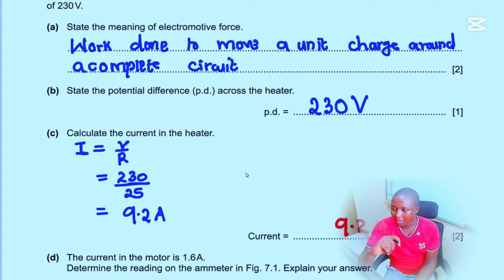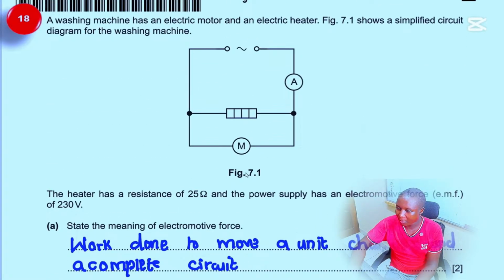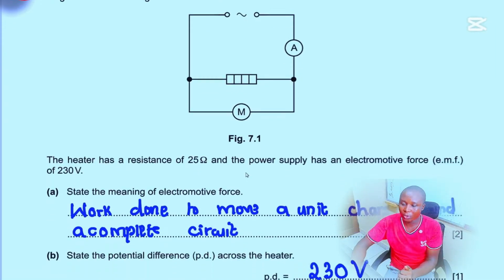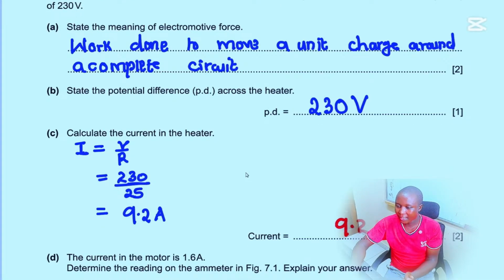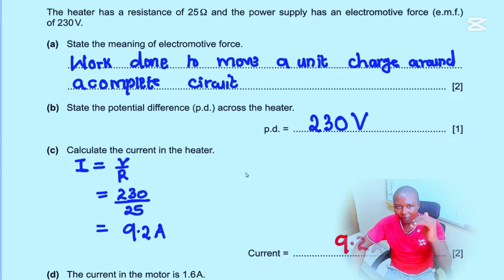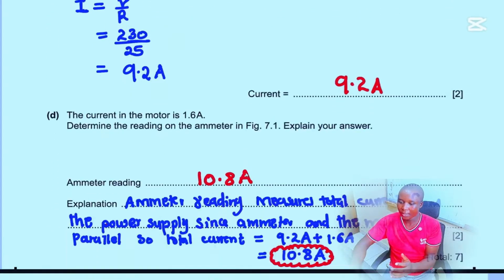Then state the potential difference across the heater. If you look at the heater and the motor, those two components are connected in parallel to the power supply. So they're going to have the same voltage, which is 230 volts. Calculate the current in the heater. You take the voltage in the heater divided by the resistance of that heater, and we get 9.2 amperes.